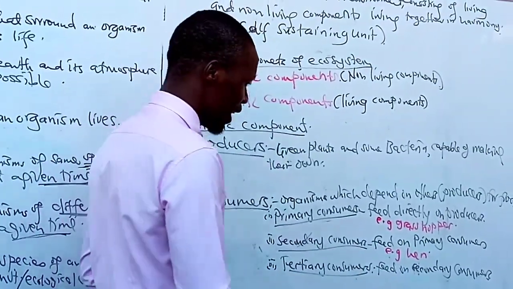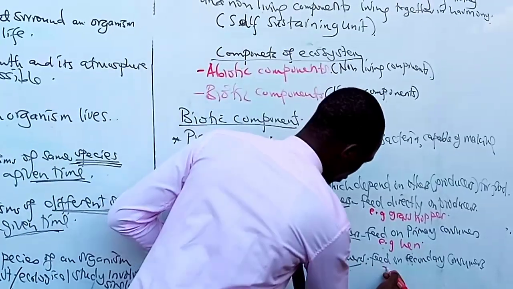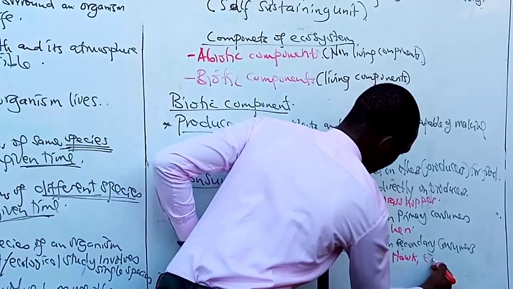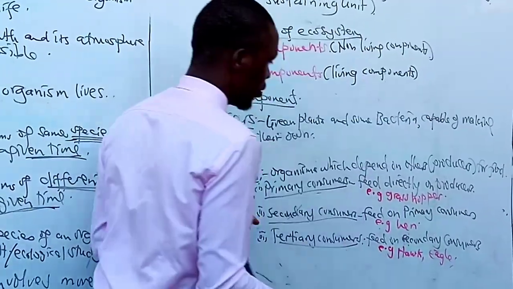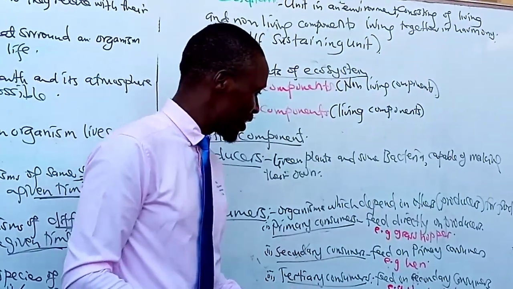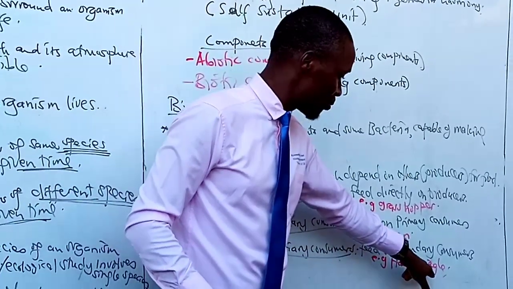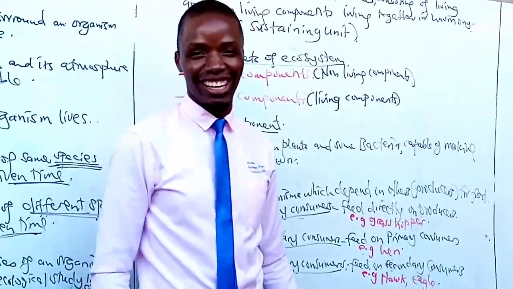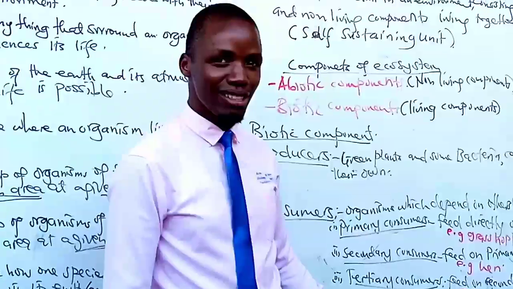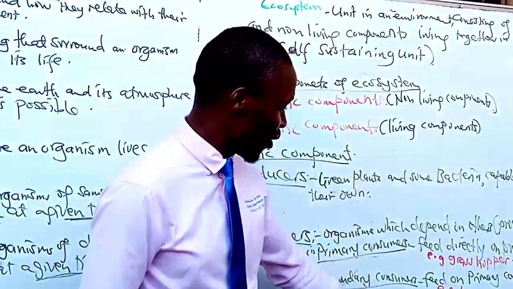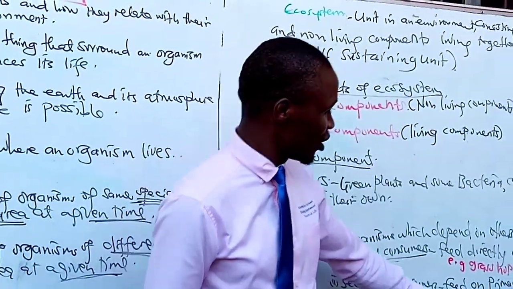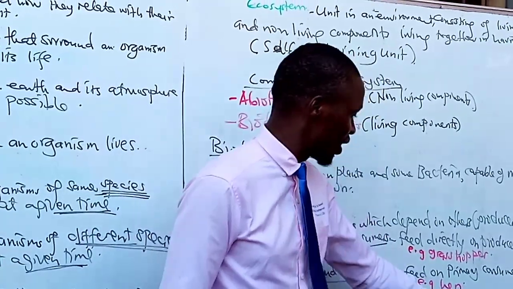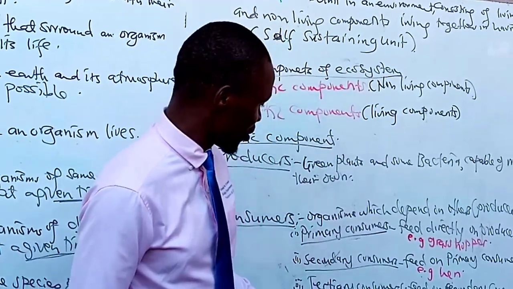I can also put this one here: a hawk, or, for example, an eagle. For those who stay in the village, you must have one day witnessed an eagle feeding on a hen. These young chicks can easily be eaten by an eagle. So an eagle which feeds on a hen, a secondary consumer, is what you call a tertiary consumer.